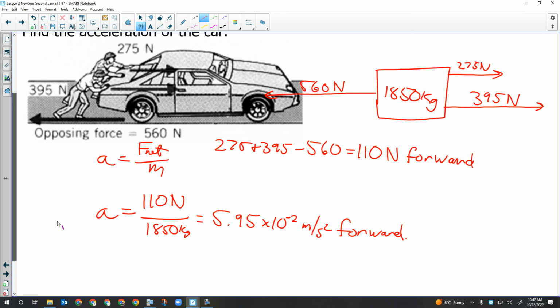Okay, is that a very big acceleration? It's not. But as long as you keep pushing, the velocity of the car is going to increase by just under 6 centimeters per second every second for as long as you push. You're going to have to push for a very long time because that's not very much, okay? But it's still going to accelerate.